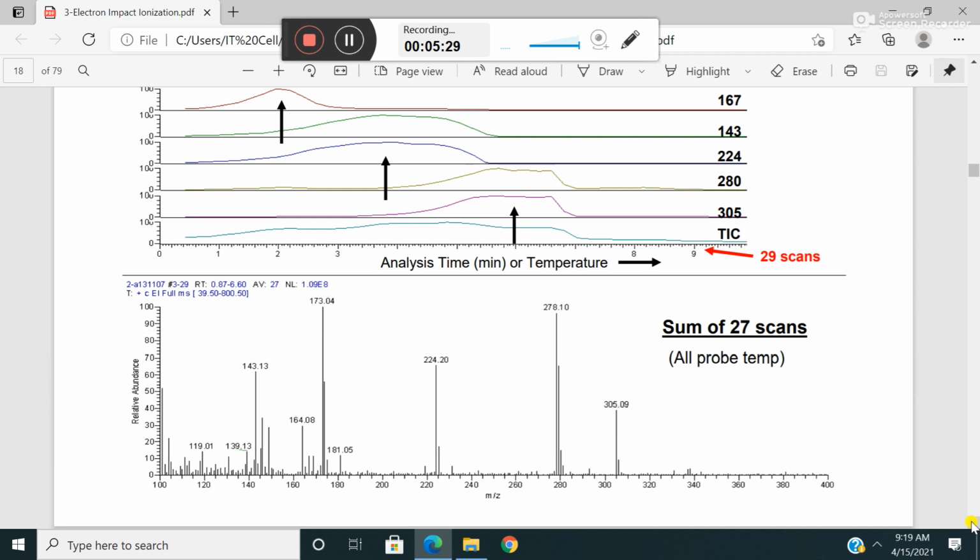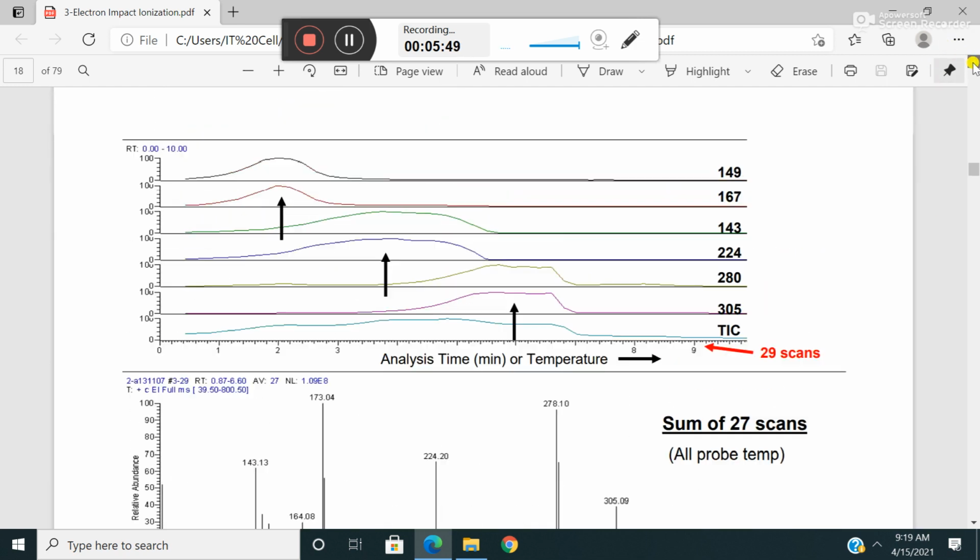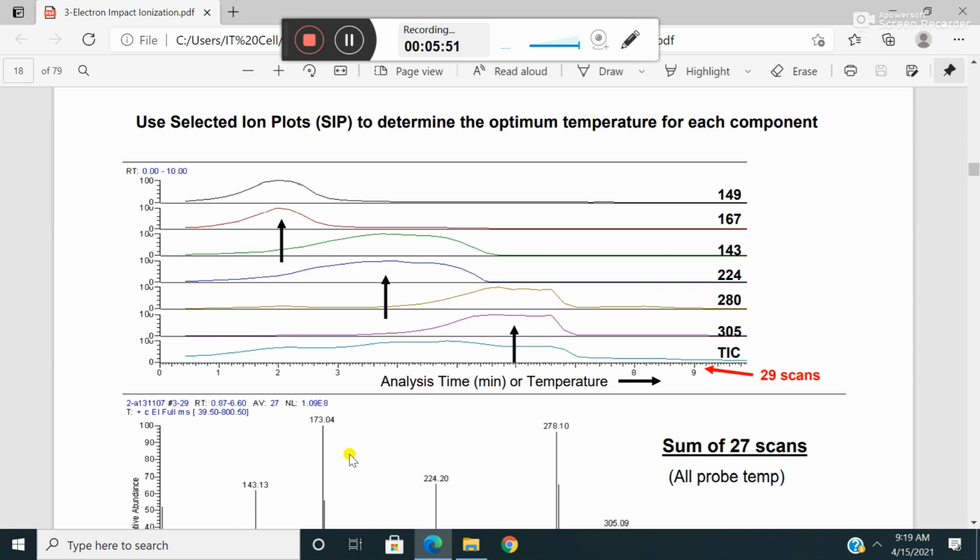Scanning means that some of the things will appear at a very high scanning. Increasing the scanning actually enhances the signal to noise ratio, right? So you can see here on the spectra, if you put the cursor on any of these peaks, you will get the spectra for that.